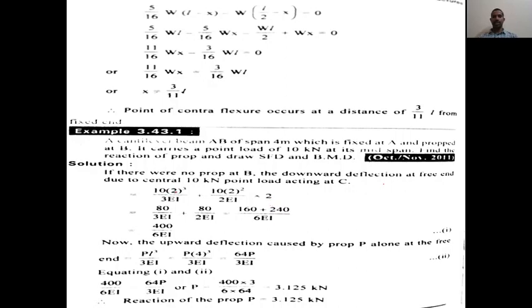Now 10 into a cube, that is 2 cube, divided by 3EI, plus 10 into 2 square by 2EI into 2, that is nothing but the downward deflection due to the point load alone. And when you simplify, this will be 80 by 3EI plus 80 by 2EI, and when you simplify, the total is equal to 400 by 6 times EI.